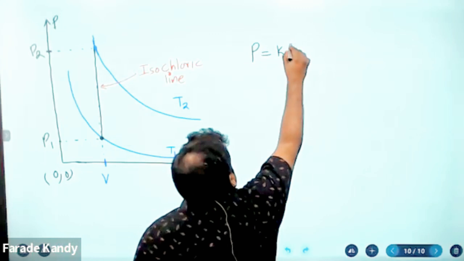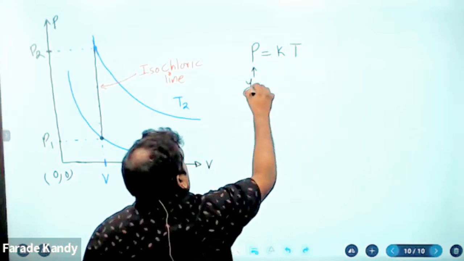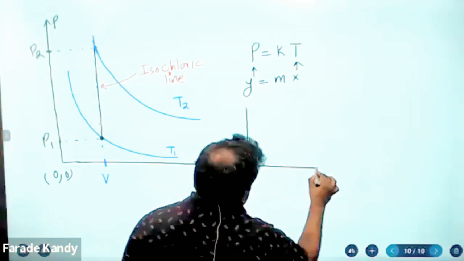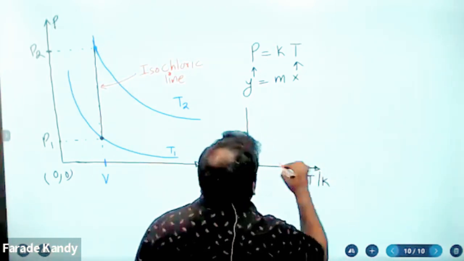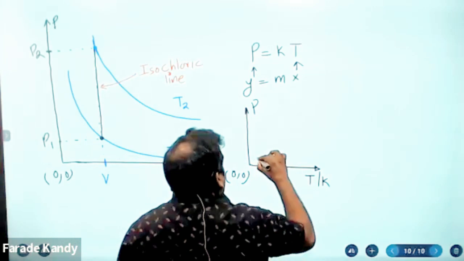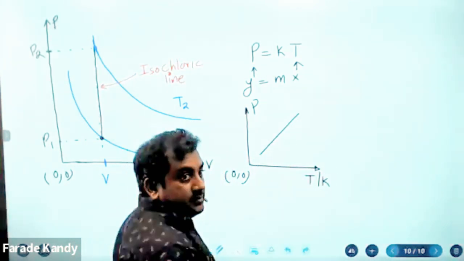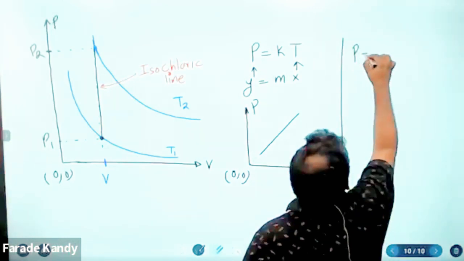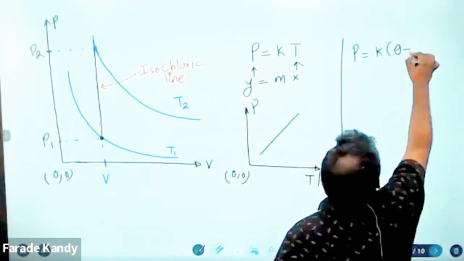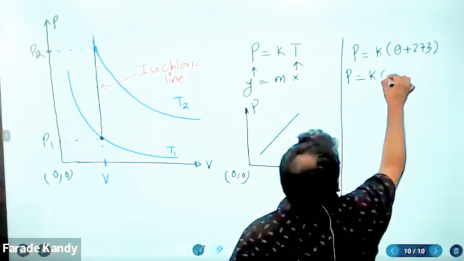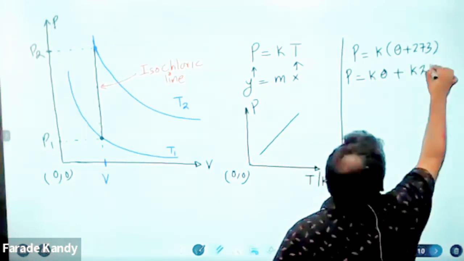Pressure equals K times T. Y is equal to mx, with absolute temperature. Absolute zero has never been reached, but it is a line going through the origin. We can also convert this to Celsius. How is it? P equals K times (theta plus 273). Open brackets: K theta plus K times 273.